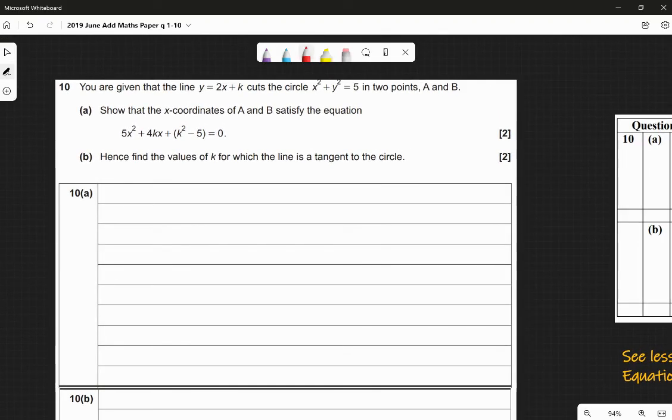Again, if you haven't had a go at this question, have a go at it before we go through it. So we're given that the line y equals 2x plus k cuts the circle x squared plus y squared equals 5 in 2 points, A and B.